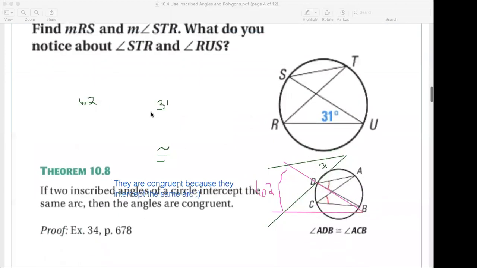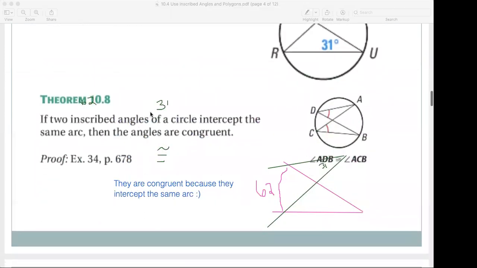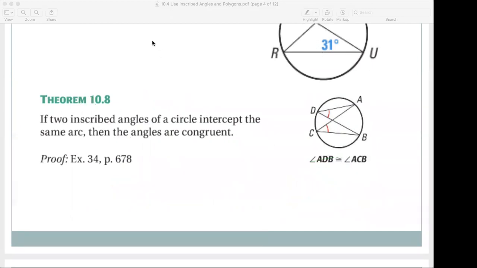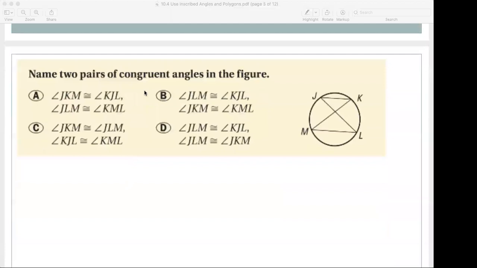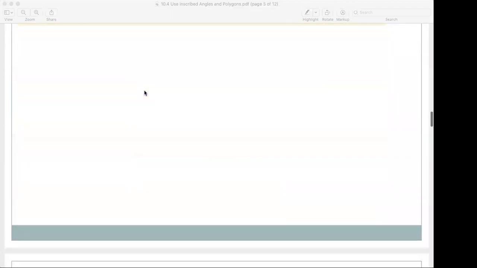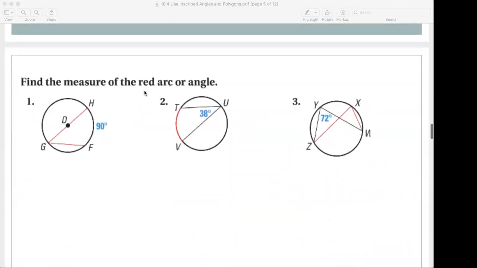So let's scroll down to this theorem below. This is simply saying if two inscribed angles intercept the same arc, then they are congruent. Obviously, if you ask me, it shouldn't have to be a theorem because that makes sense. But yeah, geometry people like to give us theorems. We're going to skip this example and go ahead and move to the next.